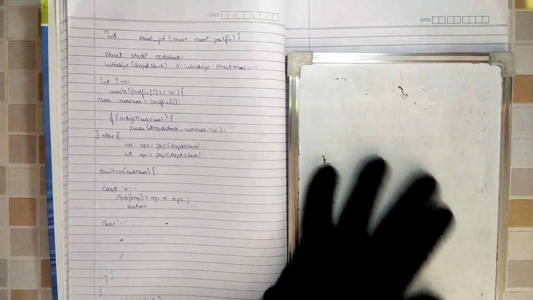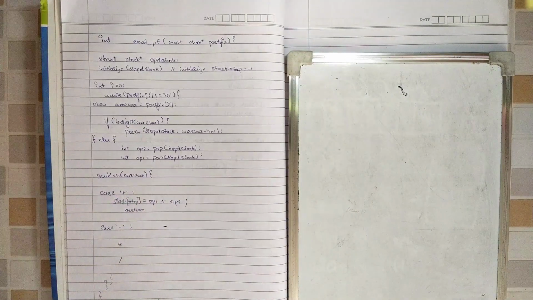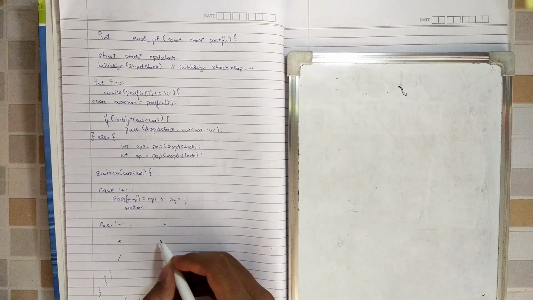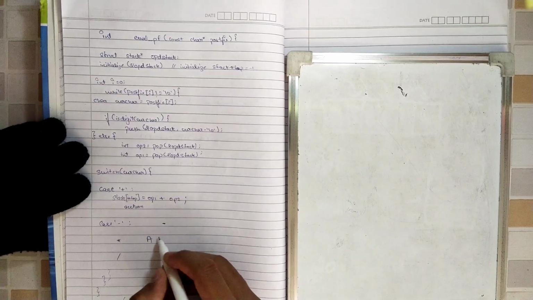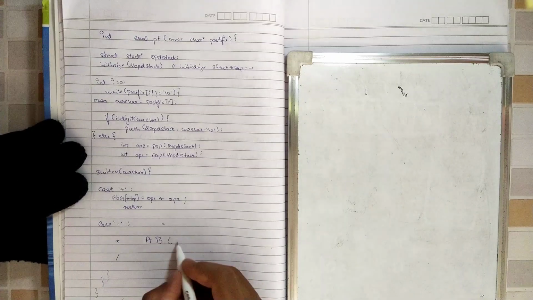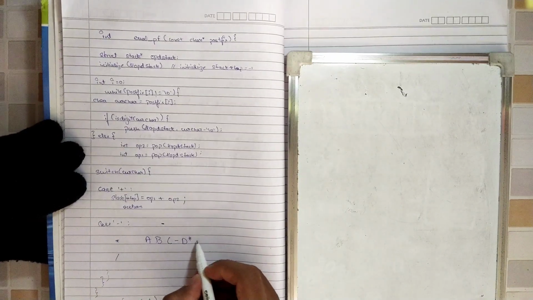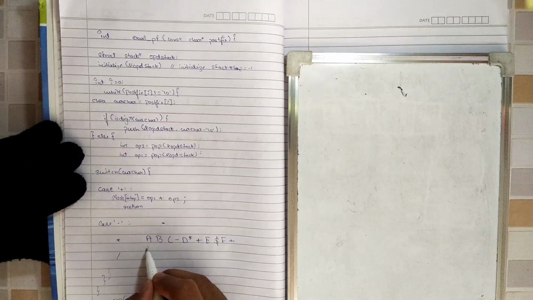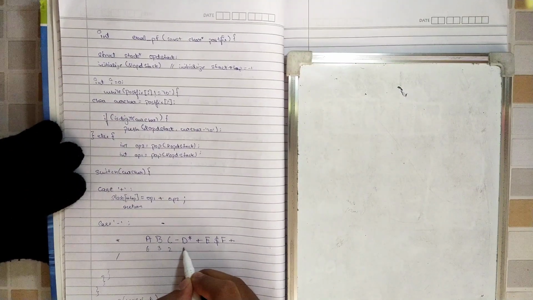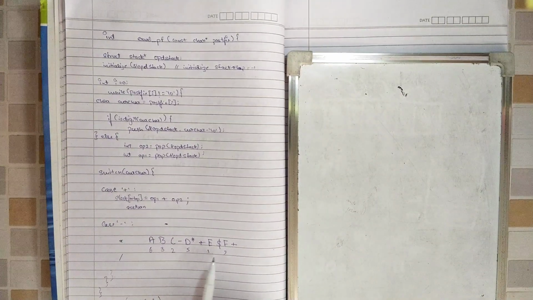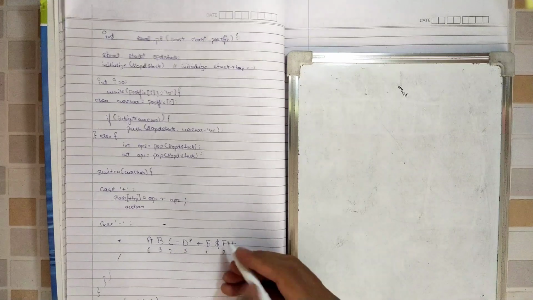Now coming to evaluating the expression, let me first note the expression. I will write it here in bold, A. This expression was given after the code. You have to write this expression: A B C minus D star, plus E, then you have the dollar symbol, F, then plus. The values are also given: A is 6, B is 3, C is 2, D is 5, E is 1, and F is 7.